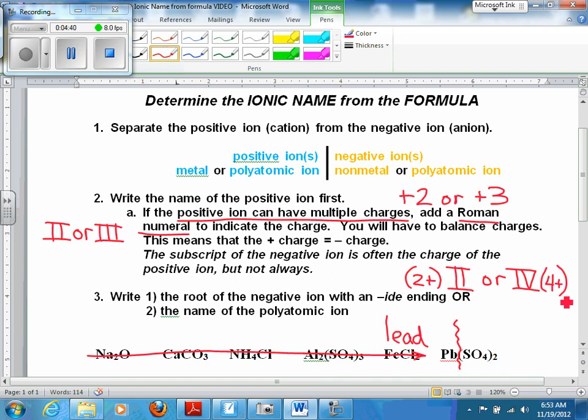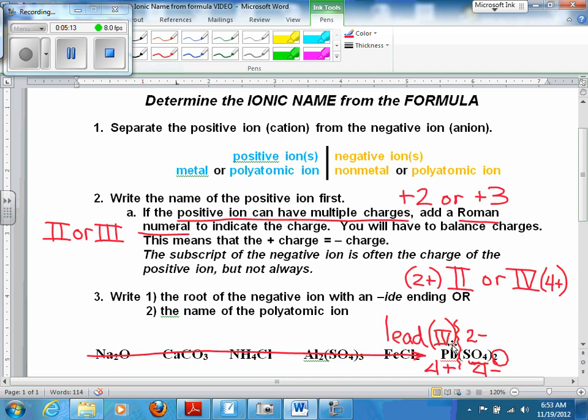Okay? So now we need to decide which one we have. All right, sulfate. On the inside here, sulfate has a 2- charge. Because we have 2 of them, our total negative charge is 4-. That means this side is a 4 plus. Because I only have one lead, that means it's lead 4.